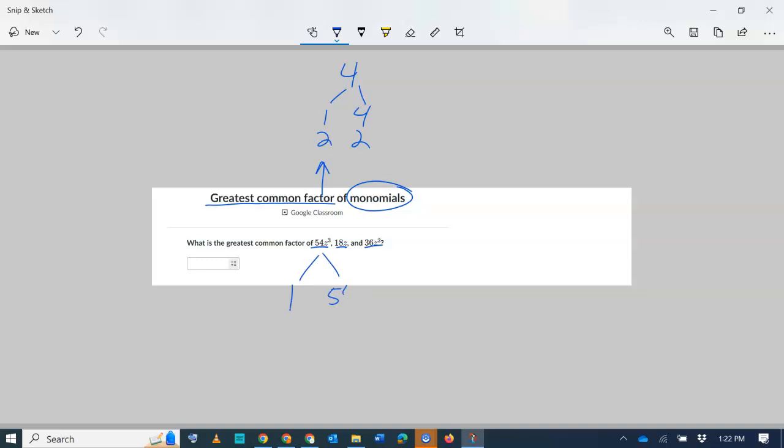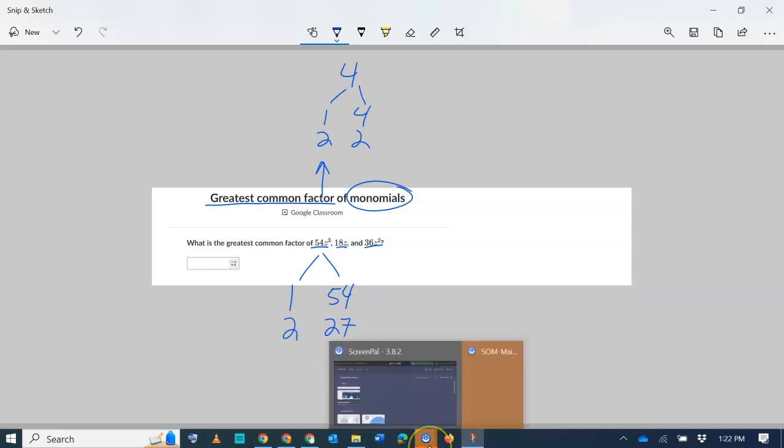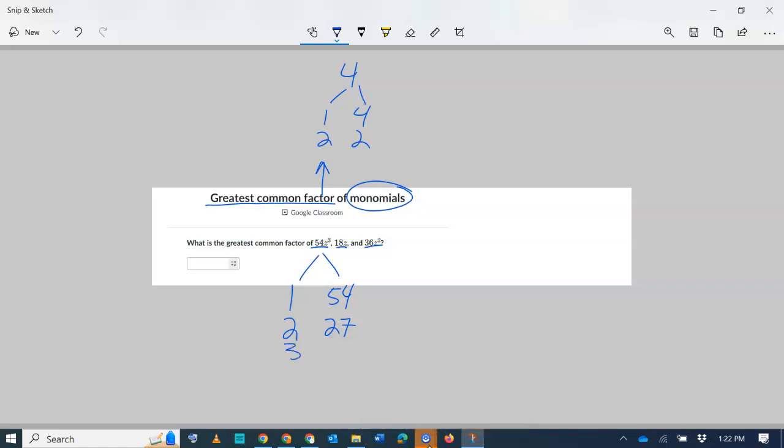1 times 54, 2 times 27. 3 does not go into 54, right? Oh, it does actually. It's 3 and 18. 4 does not. 5 does not. 6 is 9. And then 7 does not go into 54, nor does 8. So these are all the factors of 54.